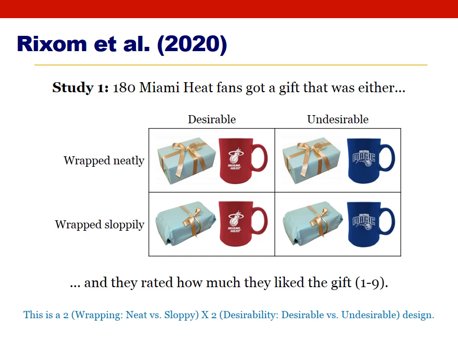So again, here's how we would describe this design. The first two corresponds to how the gift was wrapped. The wrapping was either neat or sloppy. The second two corresponds to whether the gift was desirable or not. Take a note of this sentence on the screen, because anytime we write up our answer for a question like this, our first sentence of our write-up is going to look like this one. It's going to lay out all of our variables and all of the different levels of those variables in a concise way.